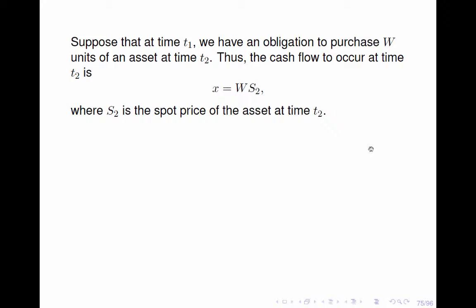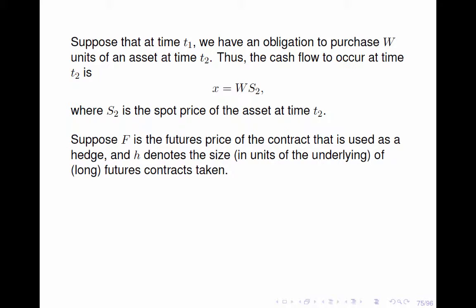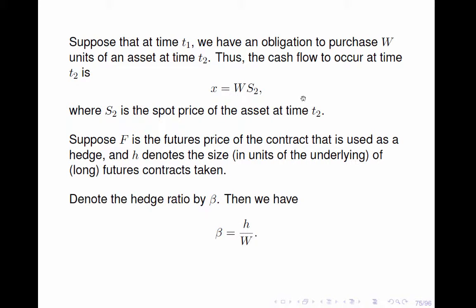Suppose at time t1, we have an obligation to purchase W units of an asset at time t2. Thus, the cash flow to occur at time t2 is W times the spot price of the asset at time t2, which we denoted by S2. Suppose F is the futures price of the contract that is used as a hedge, and H denotes the size of long positions taken of the futures contract. Note that the size is in the units of the underlying asset. Denote the hedge ratio by beta, then we have beta equals H divided by W.